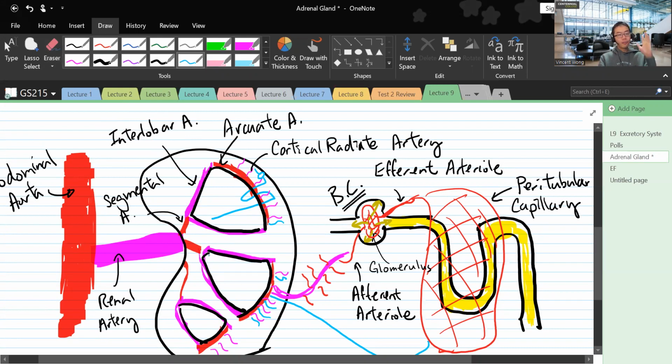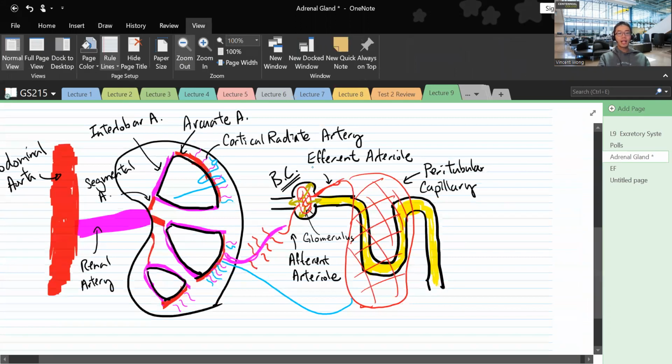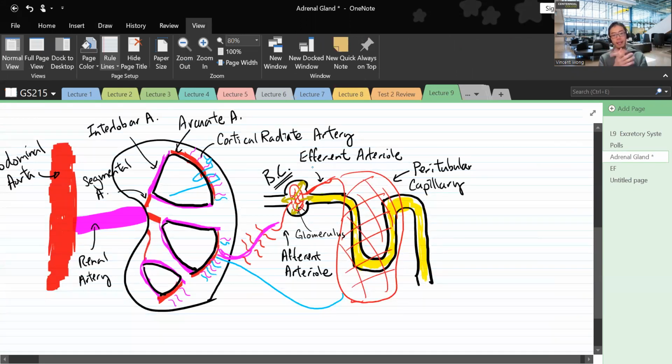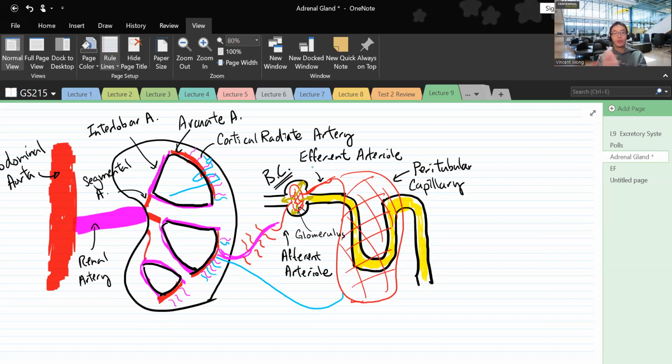Okay? And for some reason, like nobody knows why, there is no segmental vein. It just skips directly to the renal vein and then up the inferior vena cava. So that's the blood flow and how it relates to the nephron.